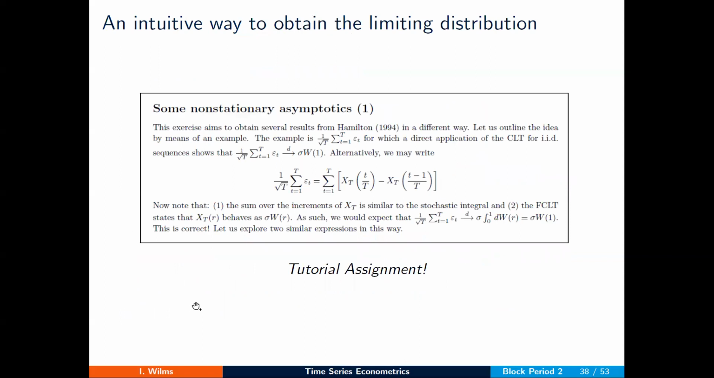Now, to put all pieces in place, I took here a rather long route to arrive at the limiting distribution of the numerator. But you can actually also derive the same results in a faster way through an alternative route, which you will explore in the tutorial.